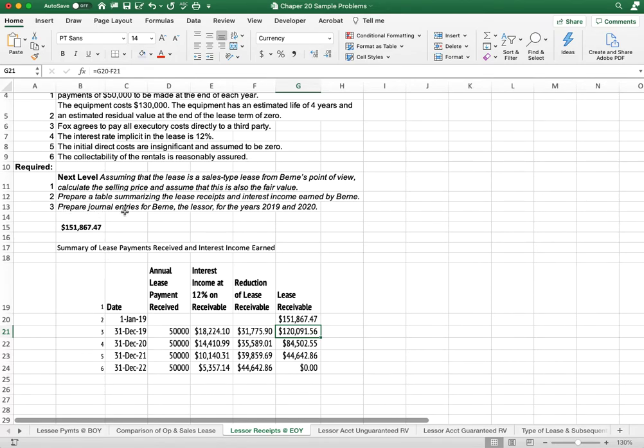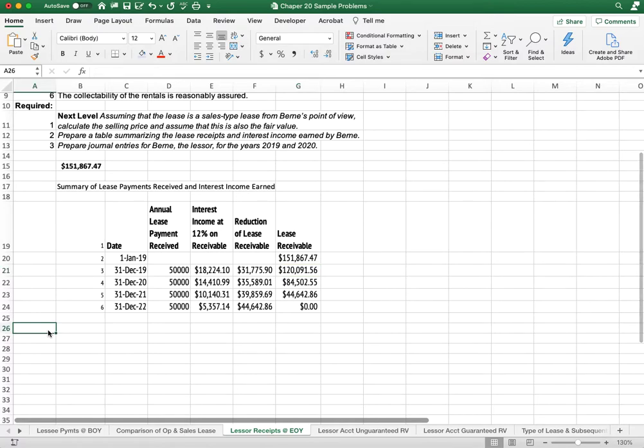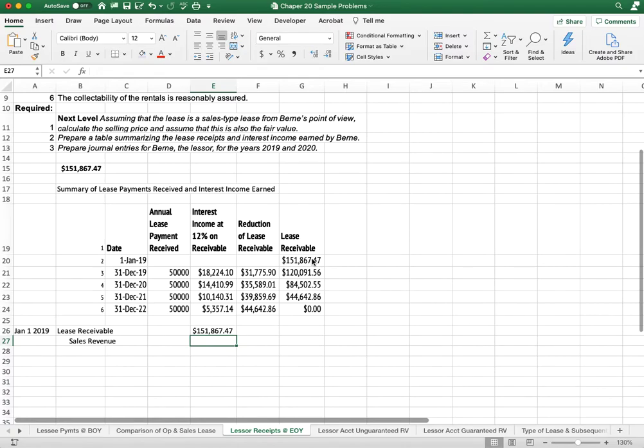Then finally, prepare the journal entries for Bernie, the leaser, for the years 2019 and 2020. So January 1, 2019, we'll start out with the lease receivable and a credit to sales revenue. And this is going to be for the 151,867.